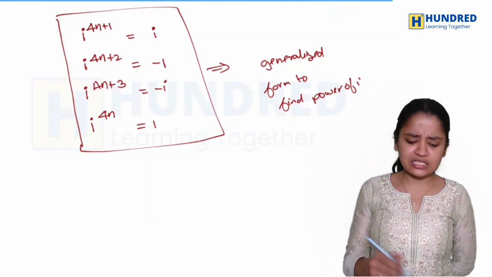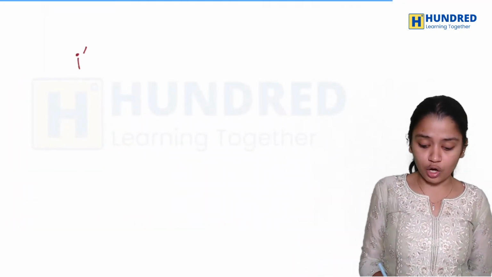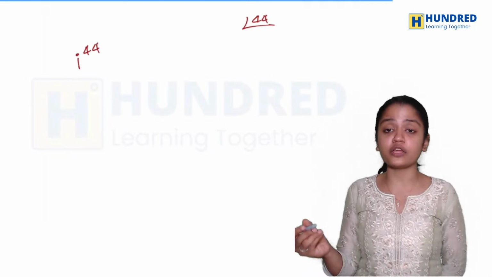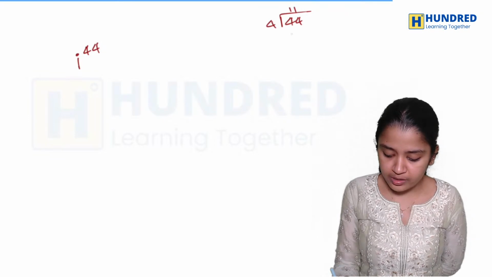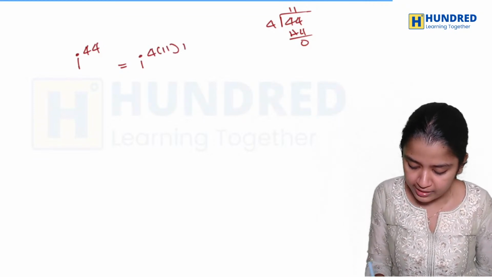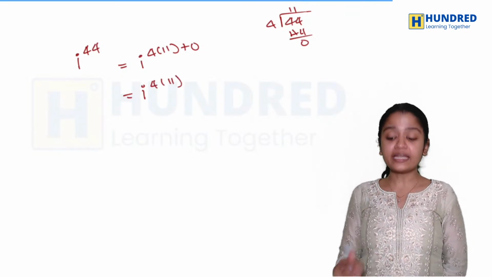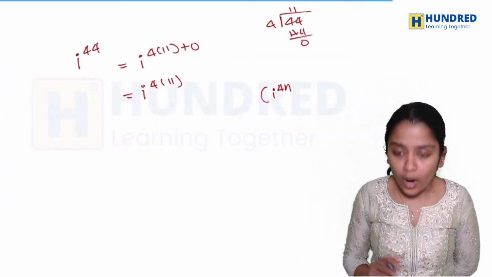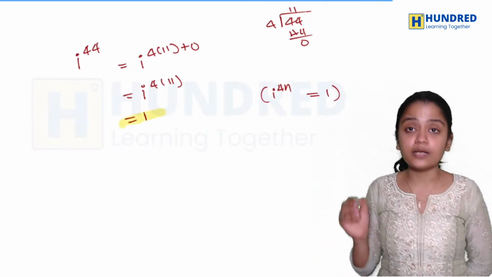Okay, so let's solve a quick question with this. If I ask you to find i power 44, first I check whether 44 is divisible by 4. 4 elevens are 44, and your remainder is 0. So how can I express this? It is 4 into 11 plus 0, so it's i power 4 into 11. It is of the form i power 4n, which is equal to 1. So your answer will be 1.